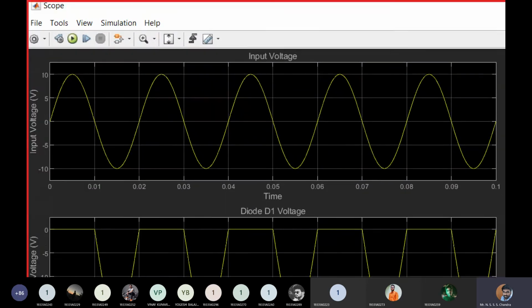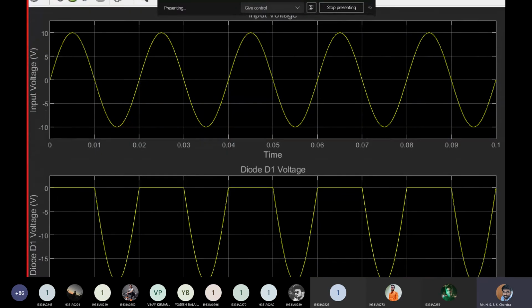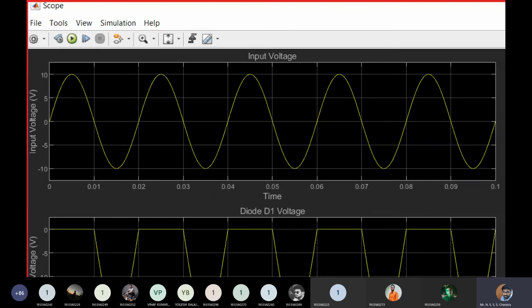What is the peak value of your input voltage that you are seeing on the screen? 10 volts. Okay, so for a sinusoidal voltage, what will be the RMS value? 10 by root 2. Yes, the RMS value for a pure sinusoidal waveform is the peak value by root 2, so 10 by root 2 will be our RMS value.